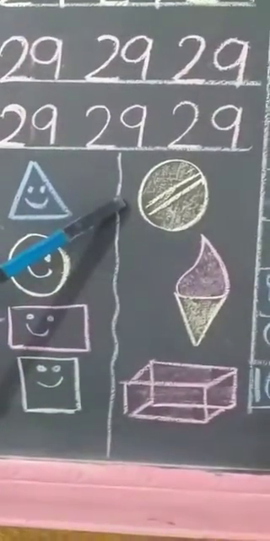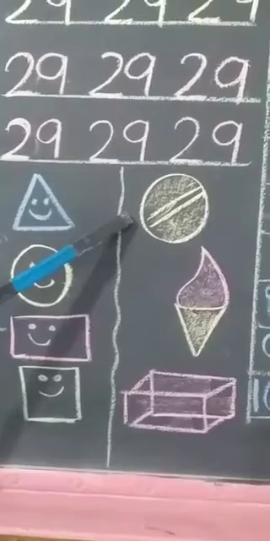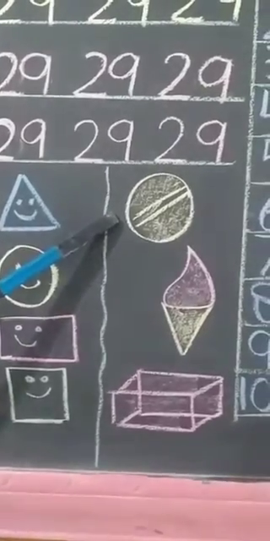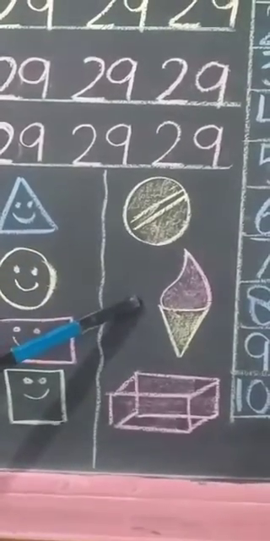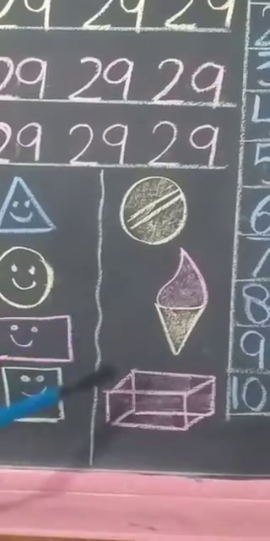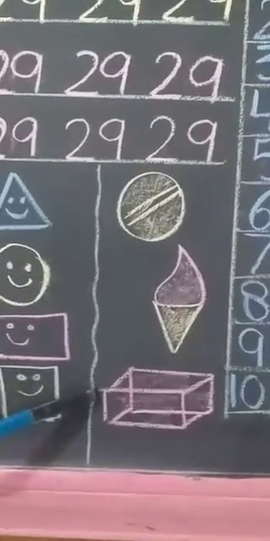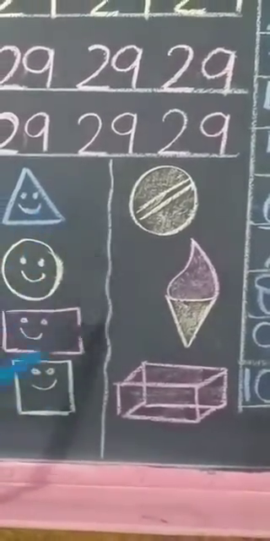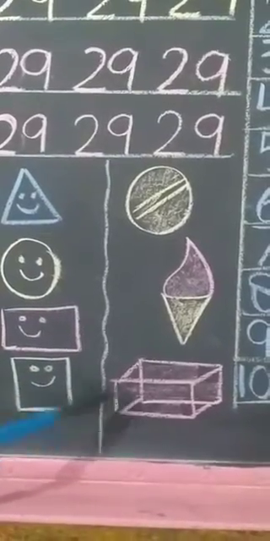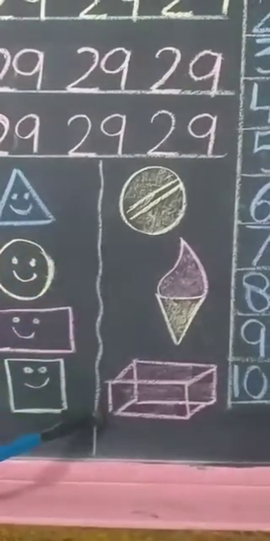Now look at these shapes. Which shape is this? Sphere. Yes. Which shape is this? Cone shape. And which shape is this? Cuboid. And these are called solid shapes. These are called solid shapes.